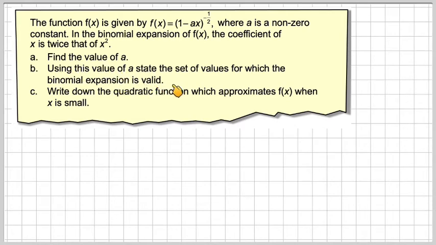Using this value of a, state the set of values for which the binomial expansion is valid, and then write down the quadratic function which approximates f of x when x is small.